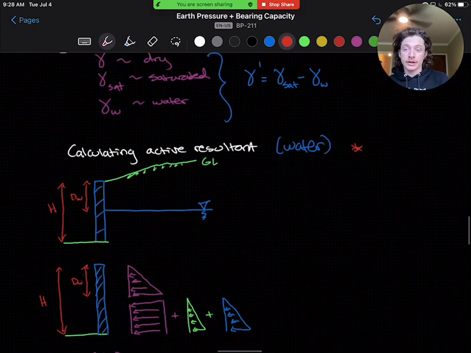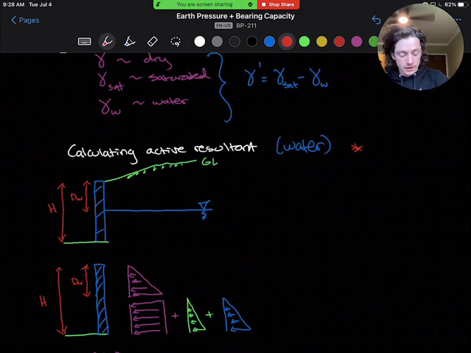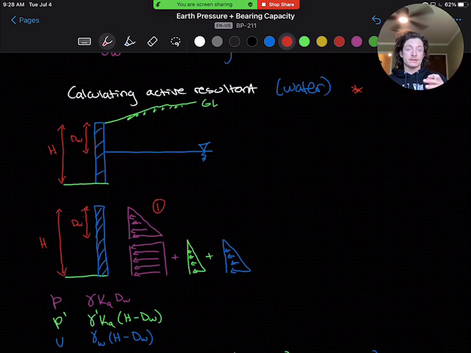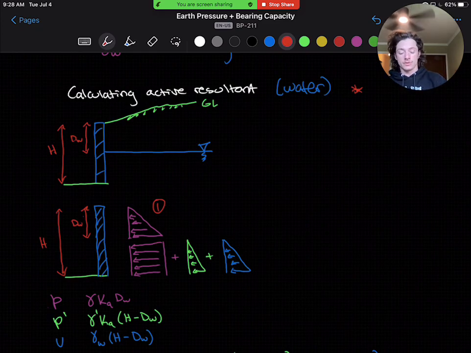So in calculating our active resultant, we now have three different distributions we're looking at. First, we're going to be looking at our dry unit weight of the soil. That is discussed in the previous design example. Everything is going to be normal. And then when we get to the depth of the water table, it is going to continue vertically and create this rectangular distribution of lateral pressure on the retaining wall.